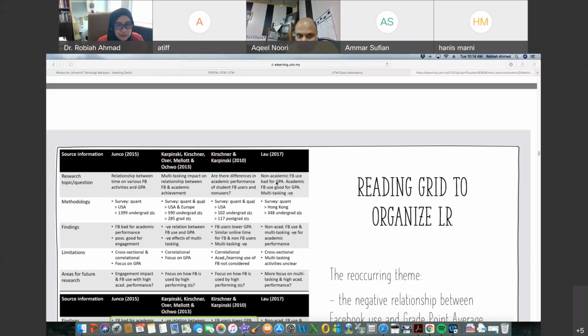Non-academic FB used back for GPA. Their differences, or these are the research topics. So put it back into your tables. And then the third row is methodology. So what are the methods that all these researchers use to measure the relationship just now? Like Junko, he used surveys, quant, USA, and all that.